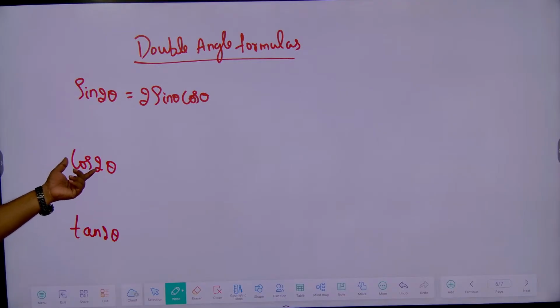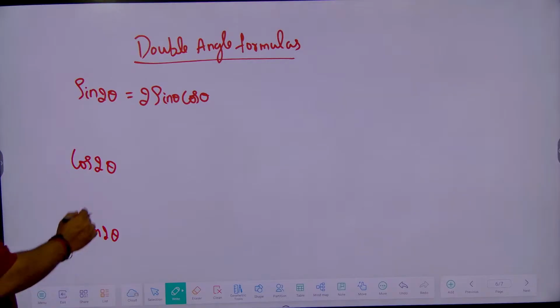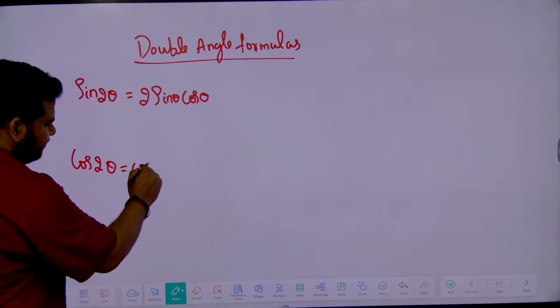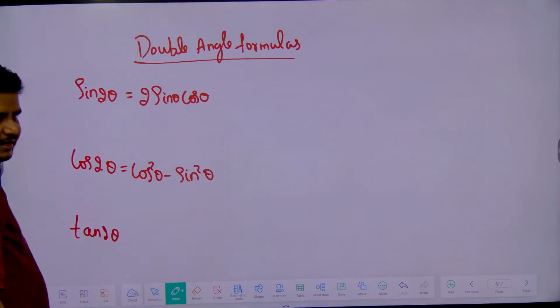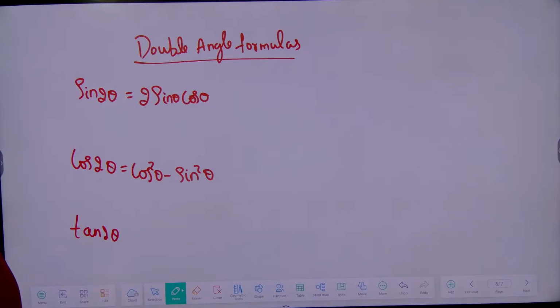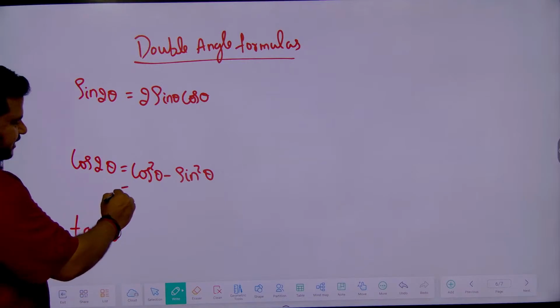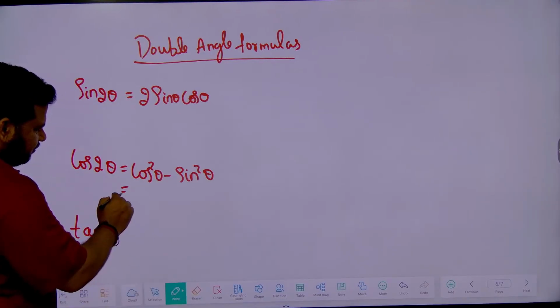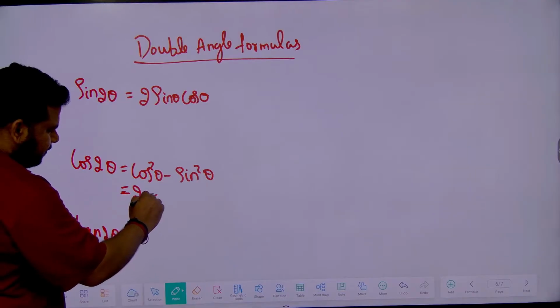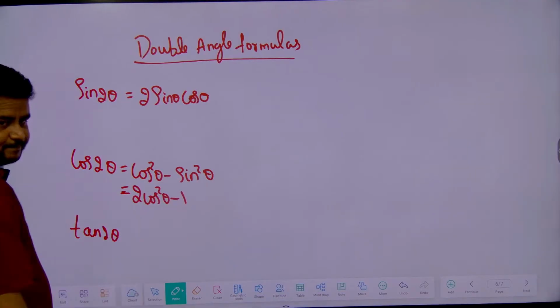Next, if you are having cos 2 theta, its double angle formula is cos square theta minus sin square theta. Cos square theta minus sin square theta. This I can further modify. Sin square theta I can write as 1 minus cos square theta, correct, because of the identity. So what I can do, I will get 2 cos square theta minus 1. So this formula will further become 2 cos square theta minus 1.